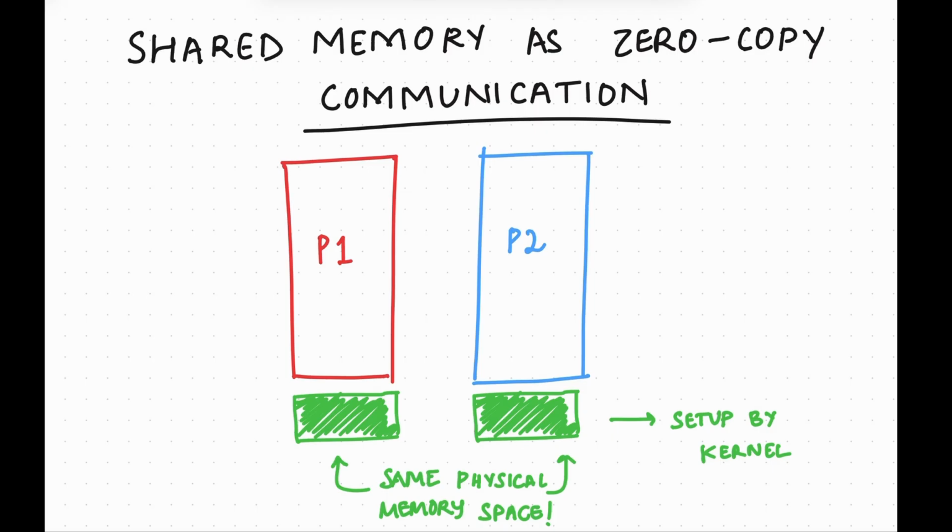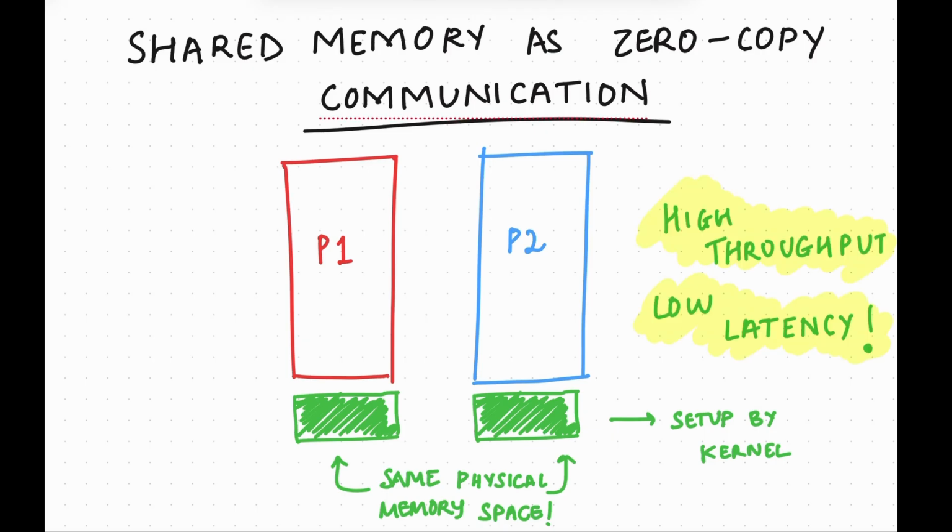In real systems, this zero copy behavior is crucial. Media pipelines use shared memory to pass large video frames between processes without repeatedly copying them. Databases use it to share buffer pages efficiently. In all these cases, shared memory enables extremely high throughput and low latency.